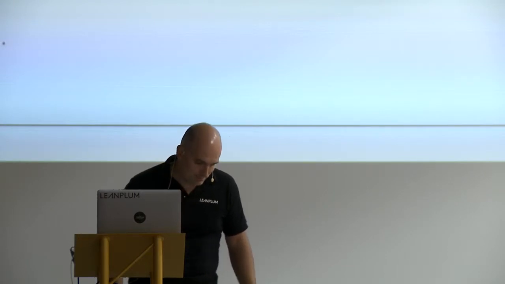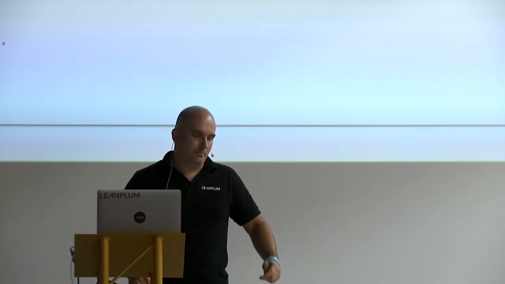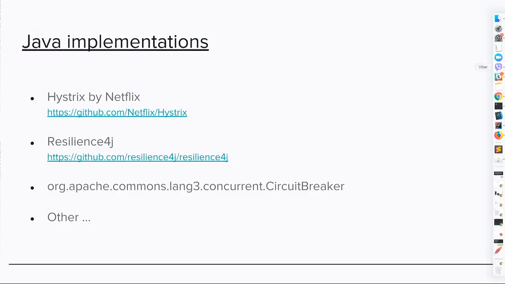As I'm a backend engineer, mainly in Java, the demo that I'm going to present you will be in Java. So there are two very good libraries that I've worked with personally. The first one is Hystrix by Netflix. The Netflix architecture is based on more than 900 microservices, so they desperately needed something like this circuit breakers library, so they came up with Hystrix.